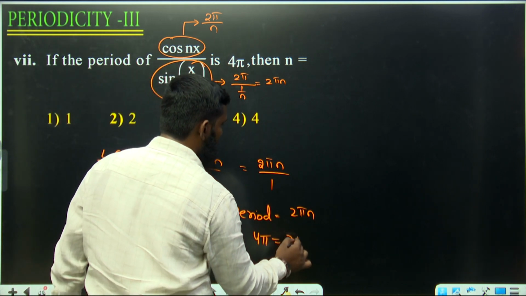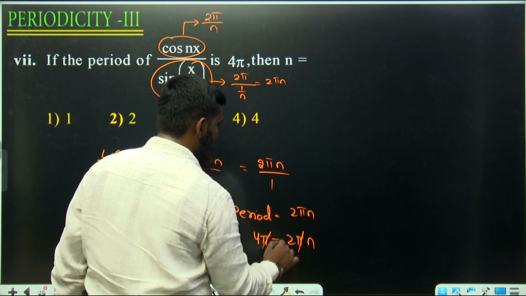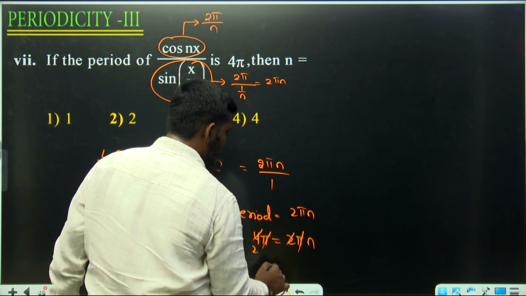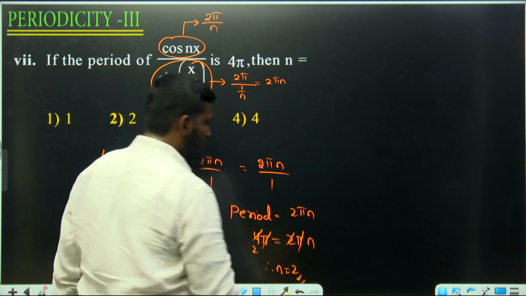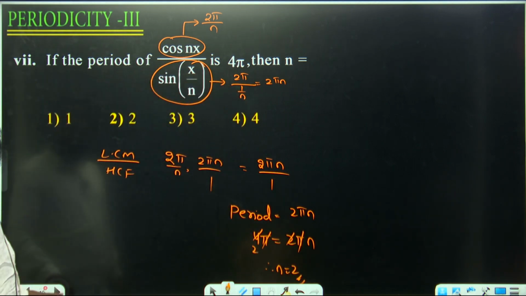4 pi is equal to 2 pi n. Pi gets cancelled. 2 ones are 2, twos are 2. So therefore, the n value is equal to how much? 2. Okay. Now let us go with the next question over here.